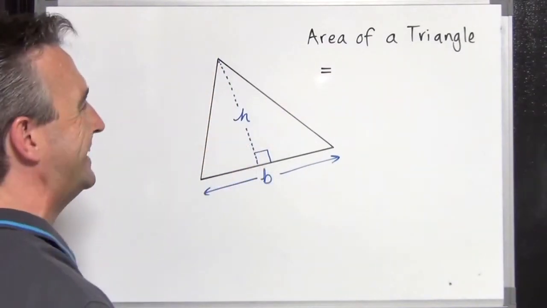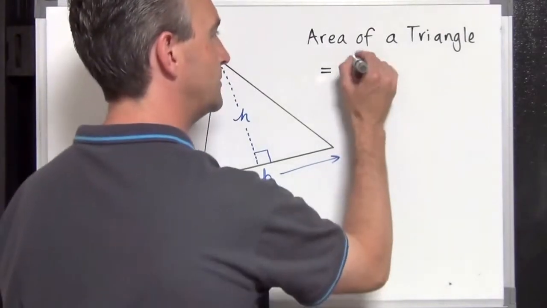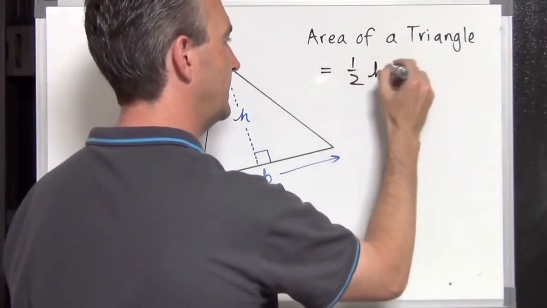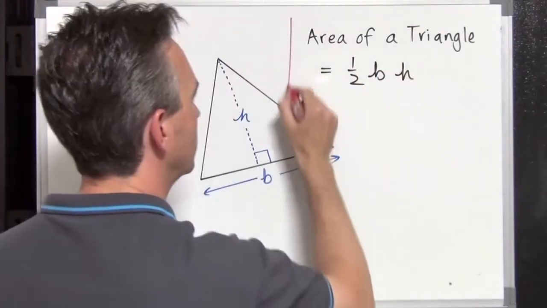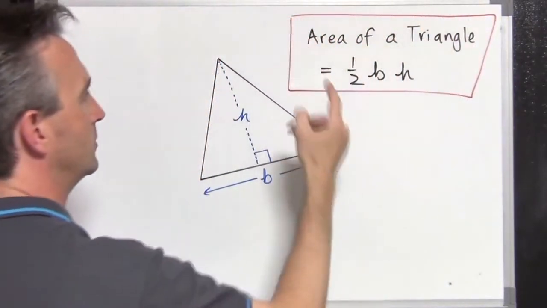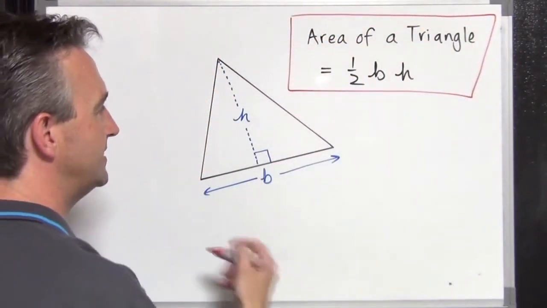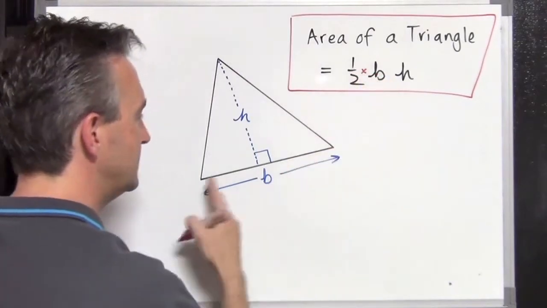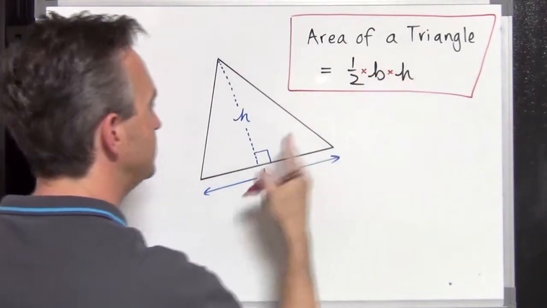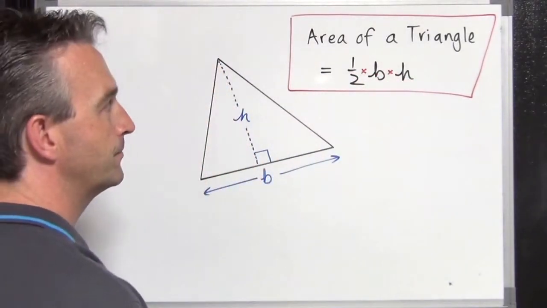And the formula for the area of a triangle is very simple. It is 1/2 times the base times the height. Pretty straightforward. Area of a triangle, a half base height. So this is a half times this length times this length here.